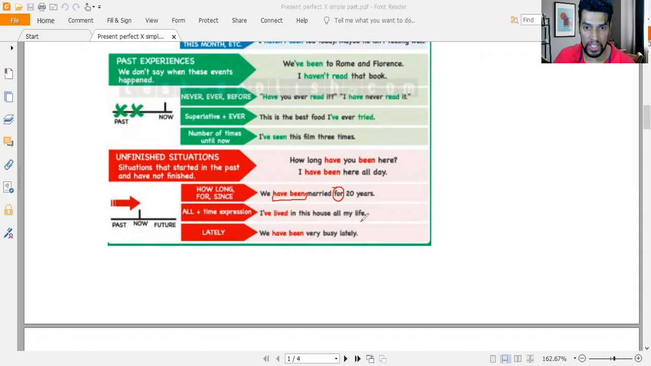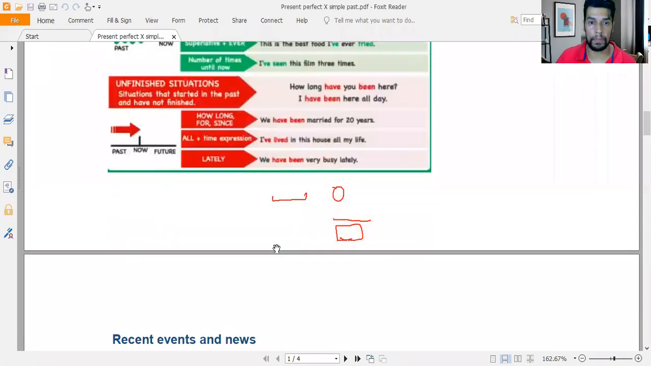I've lived in this house all my life. All my life. So is it finished? No, it's an unfinished situation. We have been very busy lately. Lately, again, it's like just, yet, recently. We don't say precisely when. It's an unfinished situation. Okay, so let's move on.